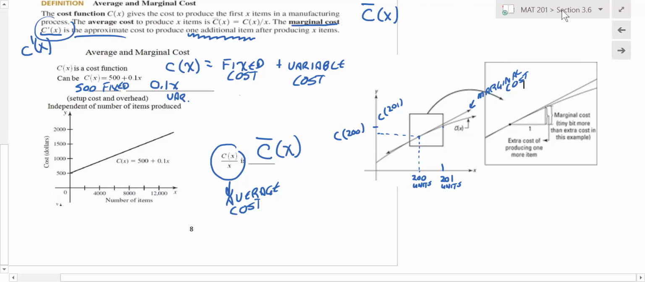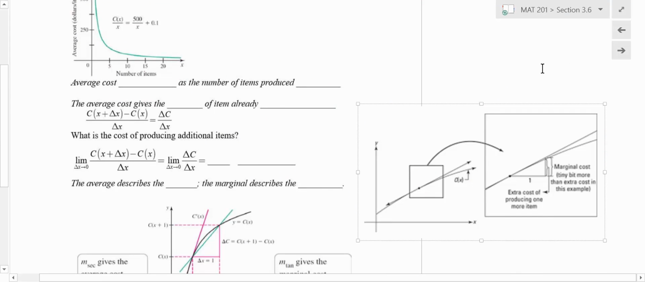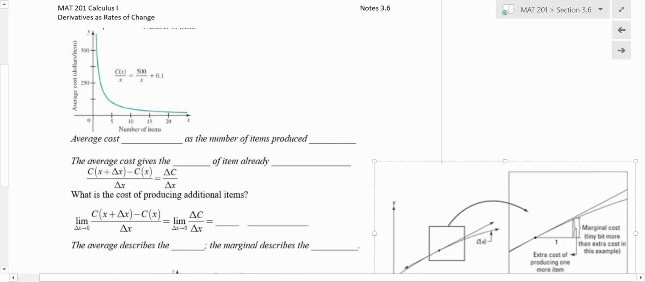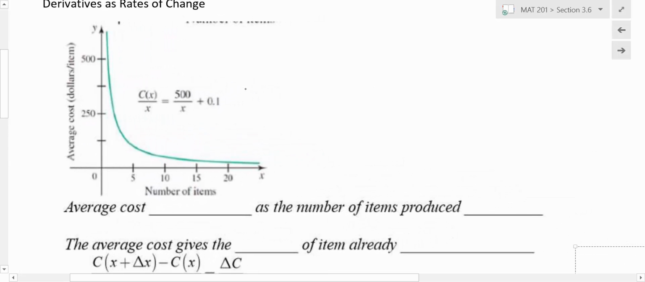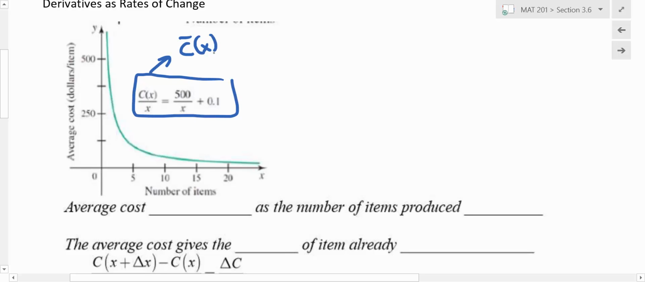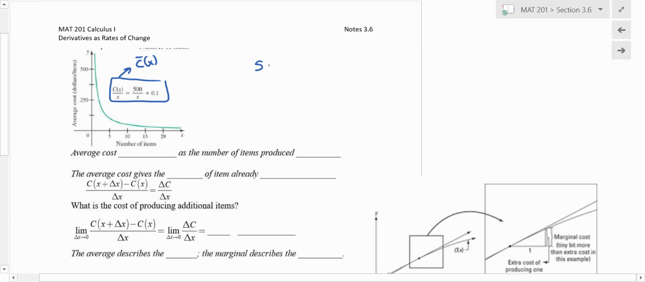Okay, so let's go to the next page, and we'll do a couple of things on this to get this wrapped up. Okay, so this one is an average cost function. So what I gave you on this handout is the average cost function. You usually represent that as C bar of X. So what I did is I took the problem that I had on the previous page. If you look back at what I had on the previous page, I had 500 plus 0.1x, and I'm going to write that down.